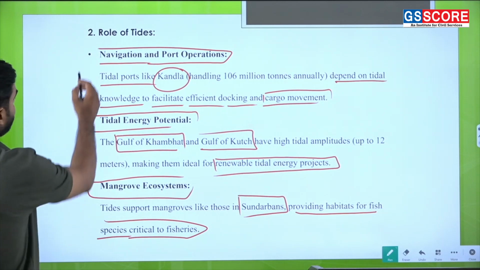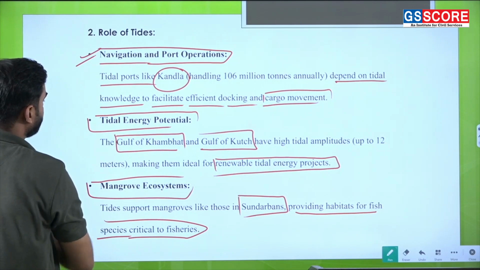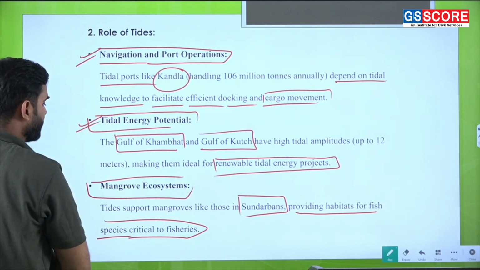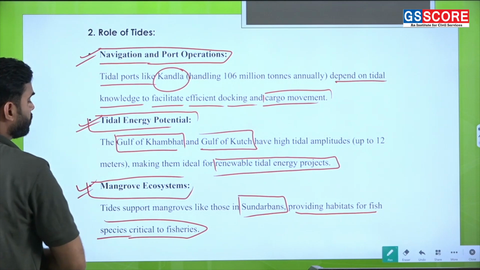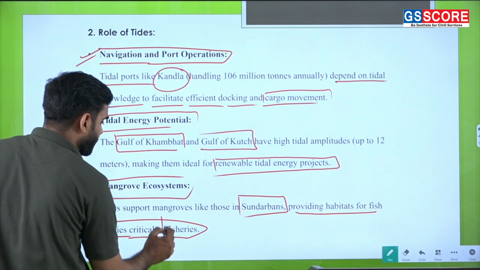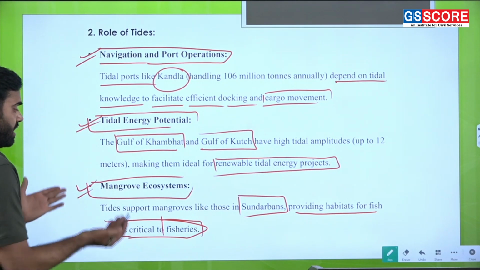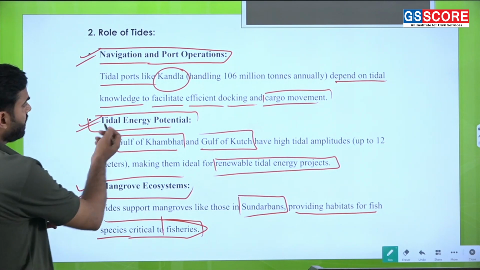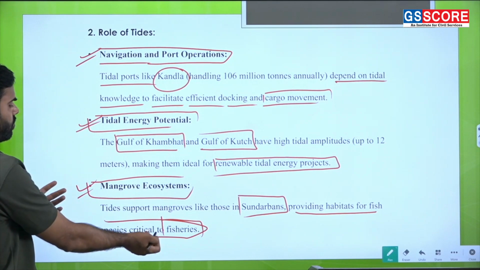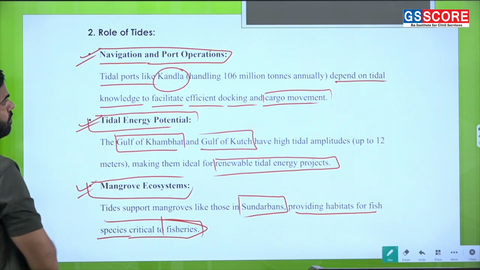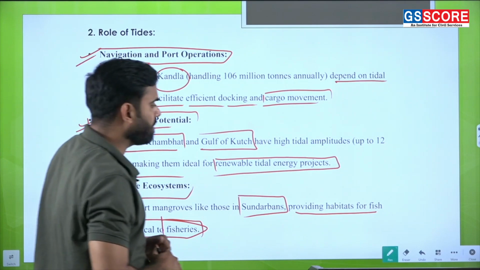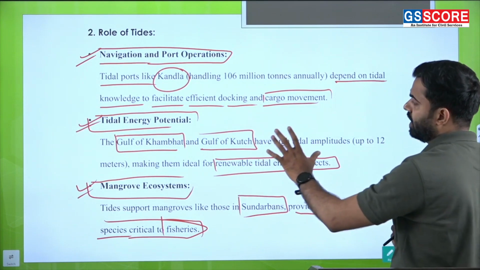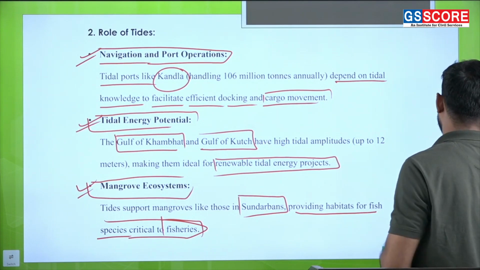So I mentioned the navigation and ports operation, tidal and energy potentials, and mangrove ecosystems. I added the fisheries, and there is no doubt these are the centers of the tourism. Okay, so tidal energy, ecosystems for fisheries, tourism, and the ports and trades. ये सारी चीजें मैंने इसमें mention की, but with limited words.